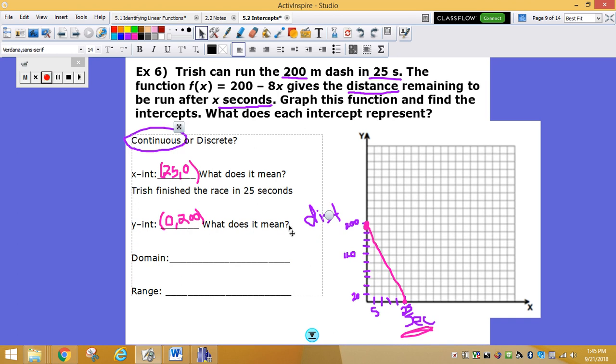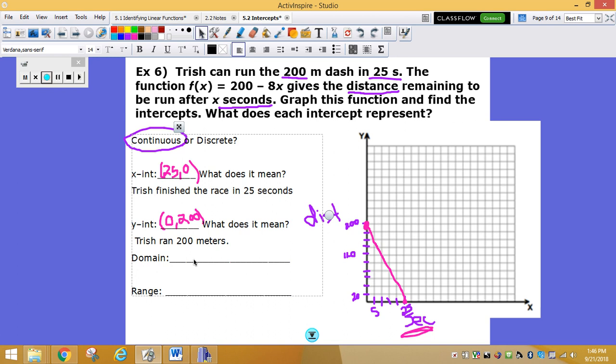So we need to use those words. So think about that. And hopefully, it doesn't have to be the sentence exactly like mine, but somehow you need to be saying, Trish ran 200 meters. Or you could say, Trish started 200 meters away from the finish line. You could say the race was 200 meters long, anything like that, okay?